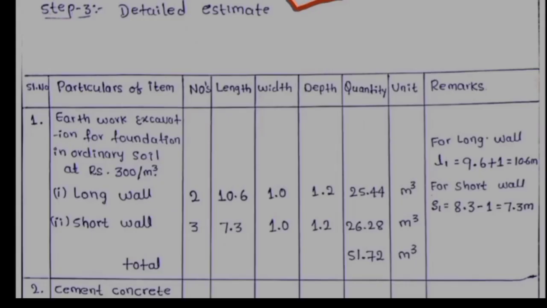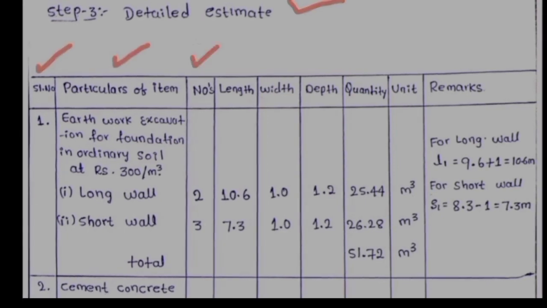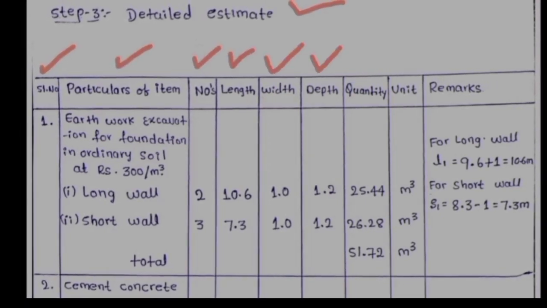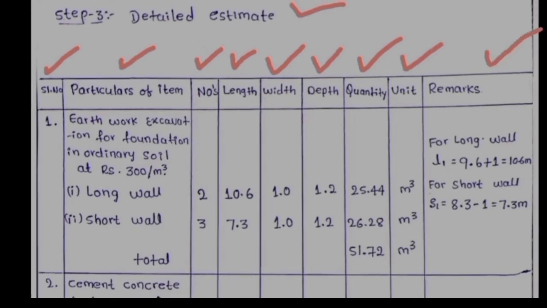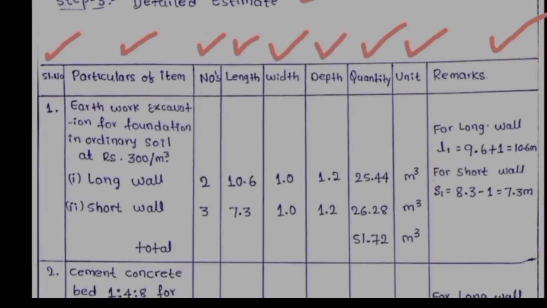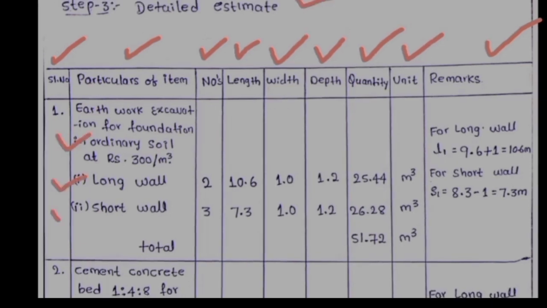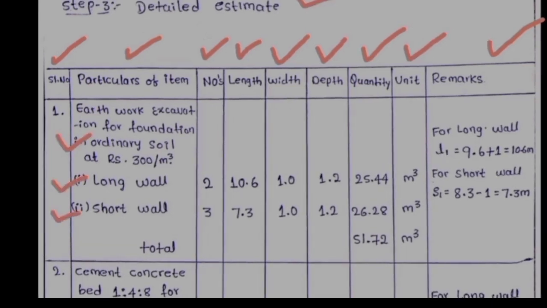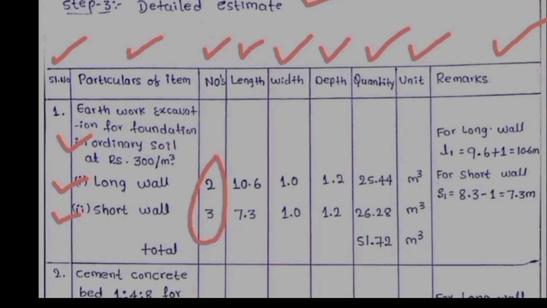The detailed estimate tabular column includes the serial number, particulars of item, numbers, length, width, depth, quantity, unit and remark. The first item of work is earthwork excavation for foundation in ordinary soil at rupees 300 per meter cube. Write the long wall and short wall, and also write the number of long walls and short walls.